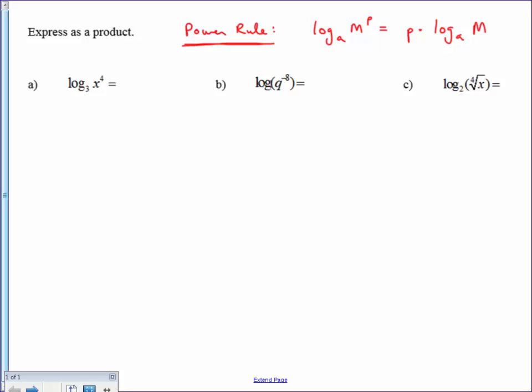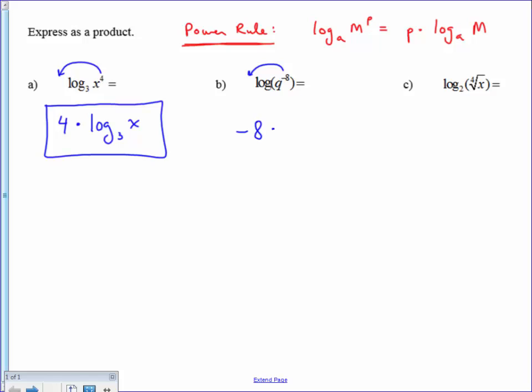We notice that we have a fourth power on our argument of x, so the fourth power can be rewritten as multiplied in the front, and then you keep the log base 3 of x. The next one, we have log of q to the negative 8. Same principle here. We have an argument of q that has a negative 8 power. The negative 8 would be taken in the front and multiplied by the log, and then you keep your q and remove the power from it.